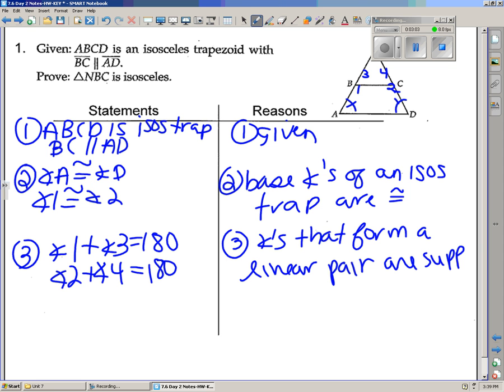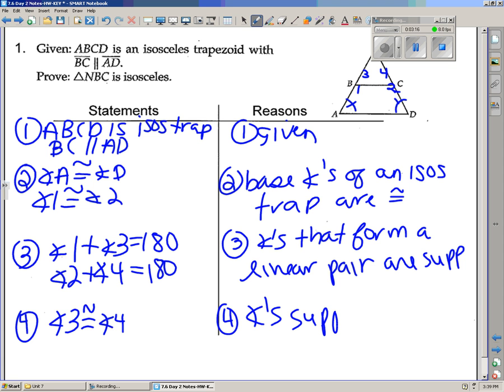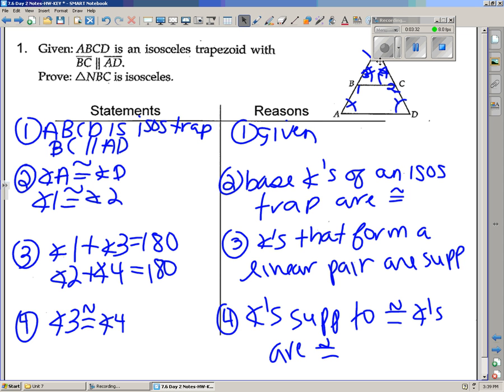So then we can say angle 3 is congruent to angle 4 because angles supplementary to congruent angles are congruent. And if angle 3 is congruent to angle 4, then the sides opposite them must be congruent. Therefore, you must have an isosceles triangle.